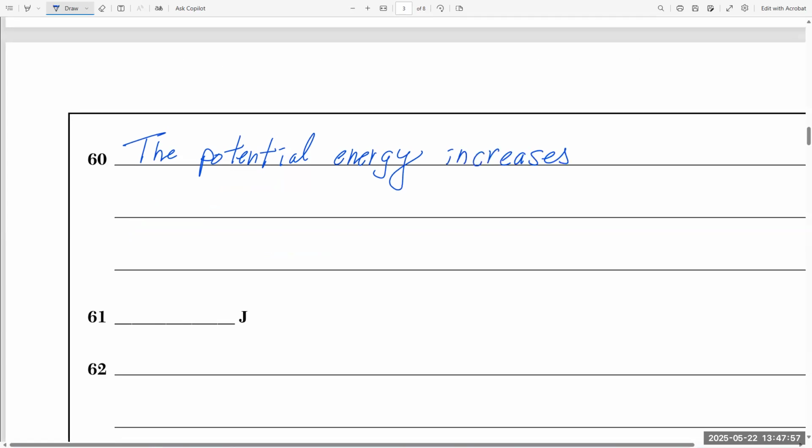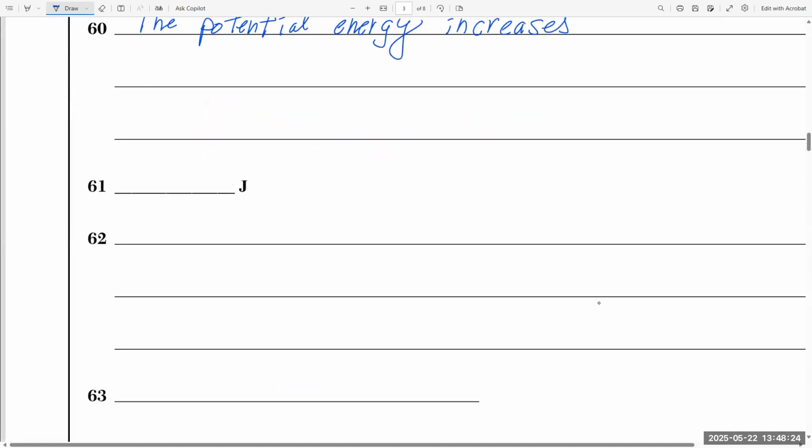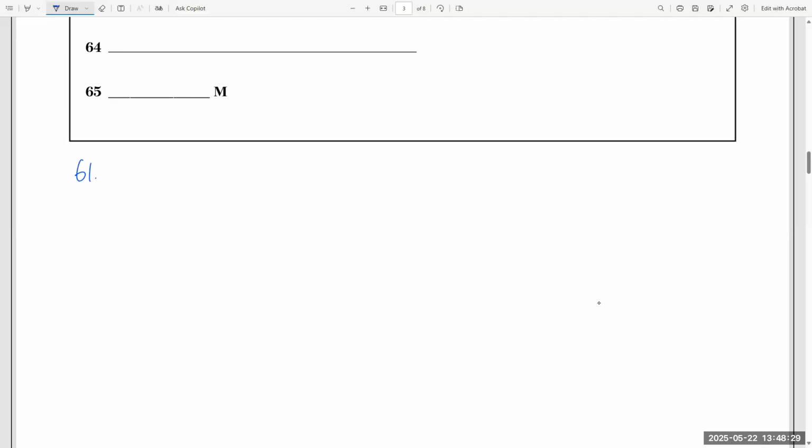Okay. All right, 61. Determine the amount of heat required to completely melt a 50-gram sample of this molecular compound at its melting point. All right, what do we need? Amount of heat is Q, is it not? And we've got M. And what else? They gave us the heat of fusion right here. So let's make this shopping list. For 61, I'm just going to put some work right here. You've got Q, M, and HF.